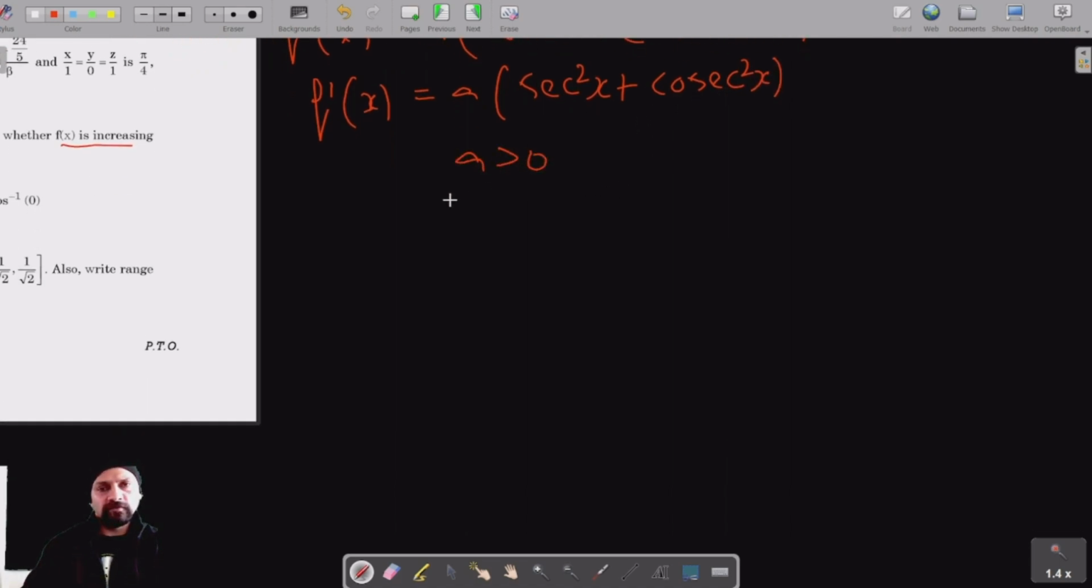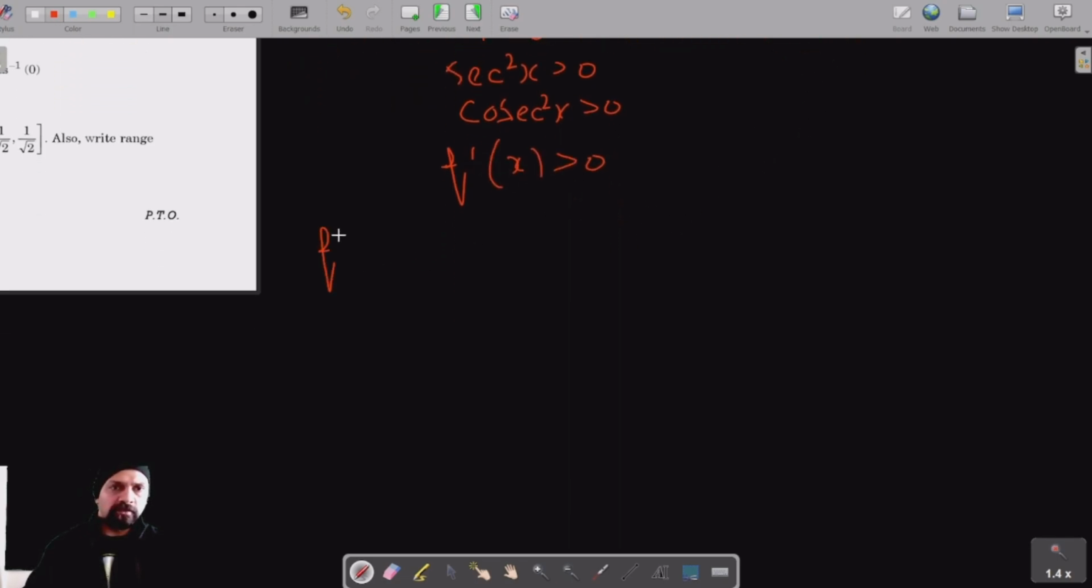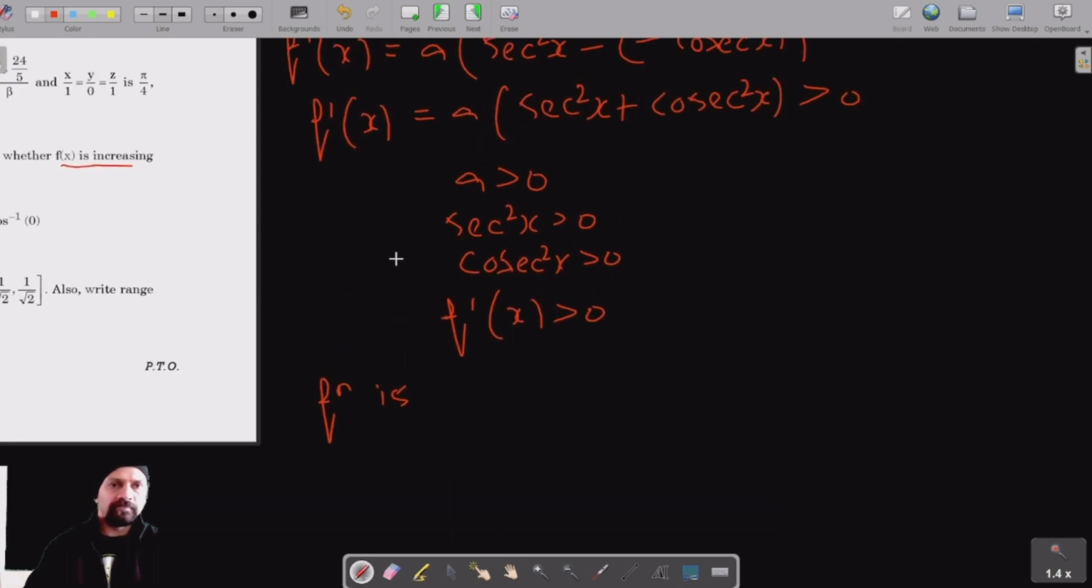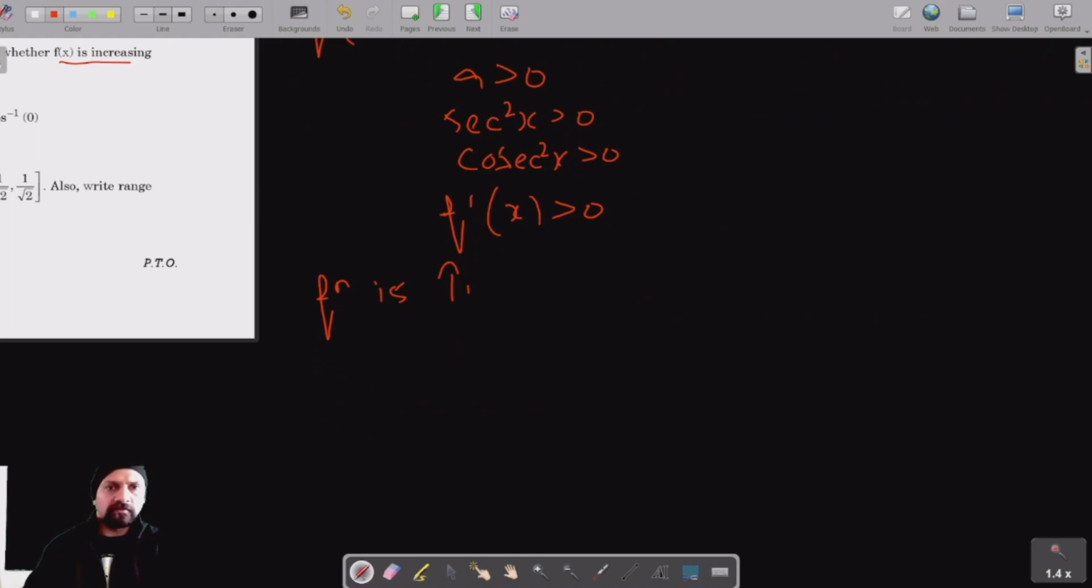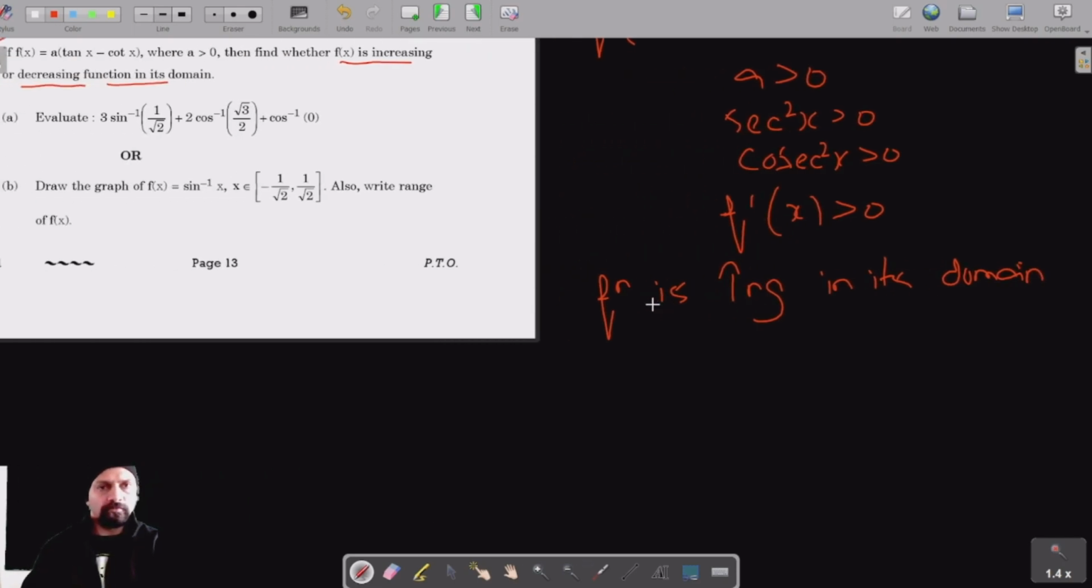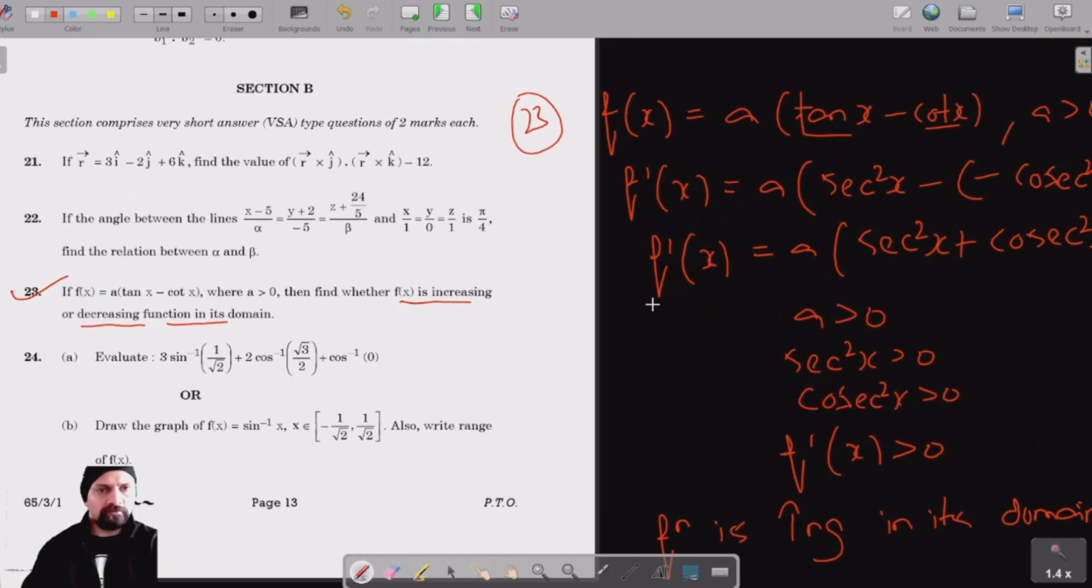Now a is greater than 0. Secant square is always greater than 0. Cosecant square is greater than 0. So that means that f dash x is greater than 0. So that means the function is increasing in its domain. So this solves our question number 23. Let's move on to question number 24.